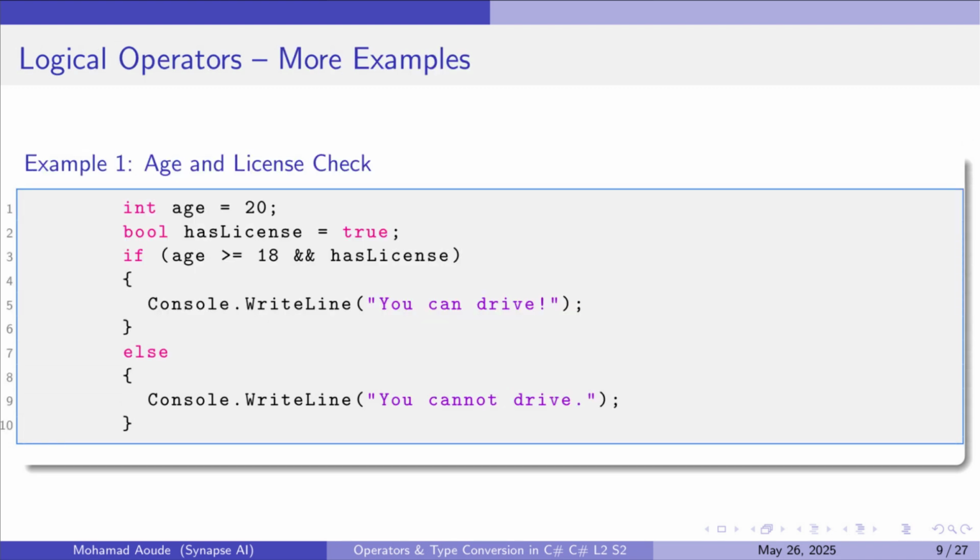In this example, we check if a person is at least 18 and holds a valid license. Only if both conditions are true will the code inside the block execute, printing, "You can drive."